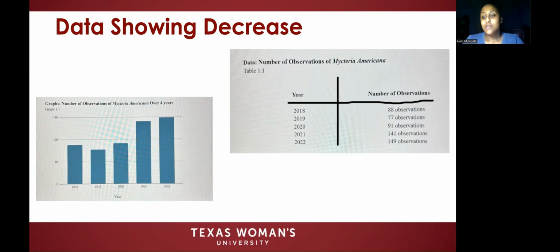Now, even though none of this is able to be 100% tested, you're able to draw conclusions as to what exactly happened to the wood stork. And if you look here with the graphs, you're able to see the increase and the decrease over the years 2018 and 2020.